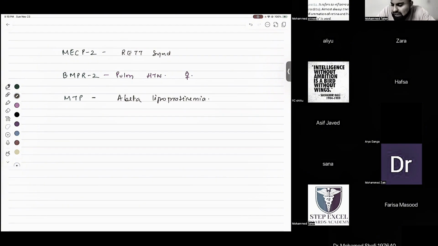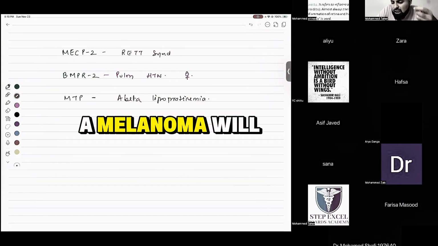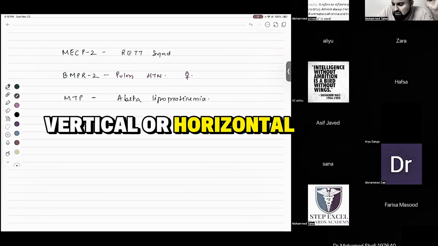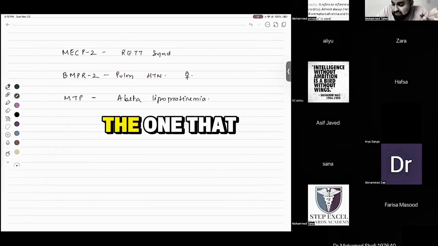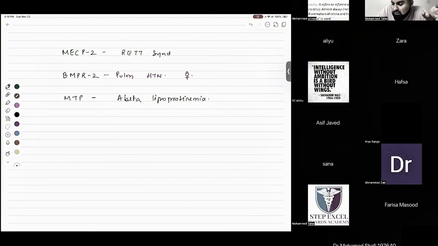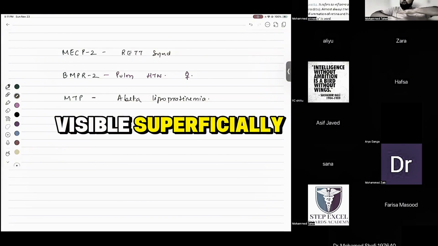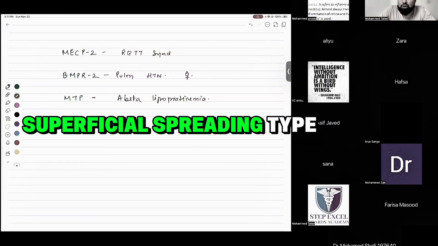What about vitamin C disease? Lysine. The severity in a melanoma will be decided on the basis of depth, called Breslow's thickness. Which one has a poor prognosis, vertical or horizontal? Vertical. Which variant is the one that is vertical, having poor prognosis? Nodular type. The one that has a good prognosis is easily visible superficially, so called superficial spreading type.